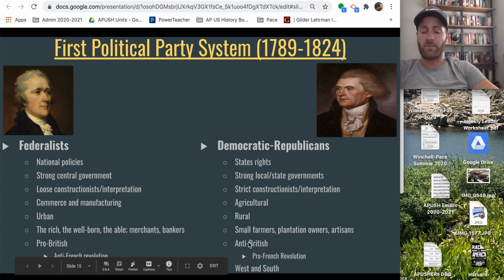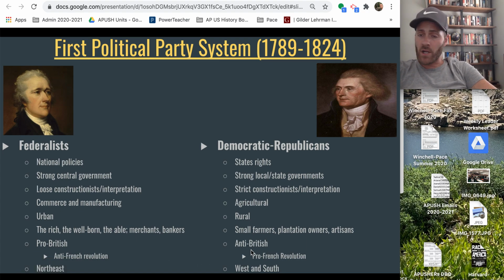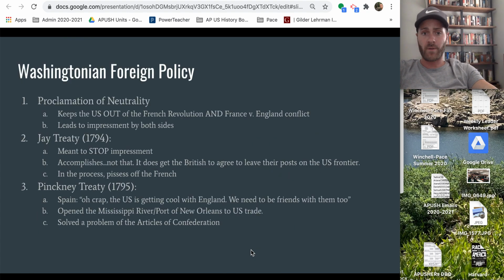And they're going to be very anti-British in their policies and in favor of intervention in the French Revolution. Shouldn't surprise us there either. And not shocking, based on what I've just said, their region of support is strongest in the West, the new West as we're spreading out, and in the South, where there is, of course, more agriculture.